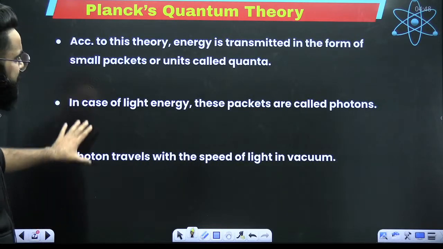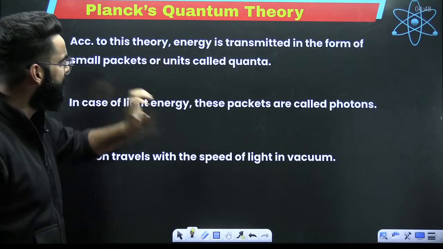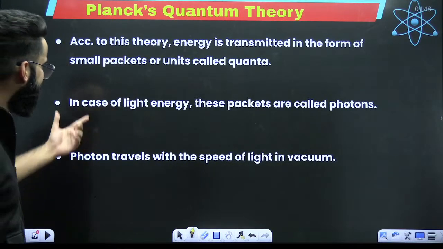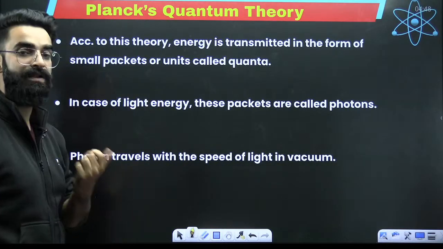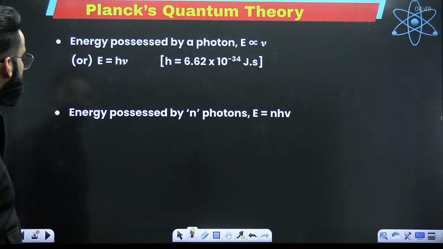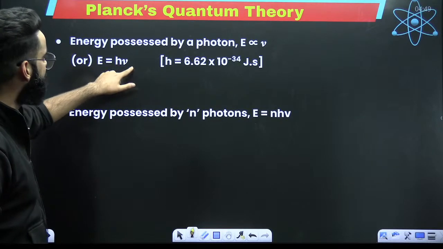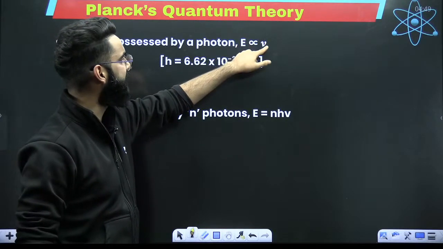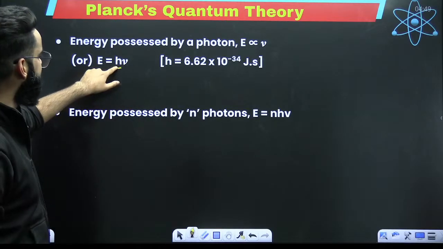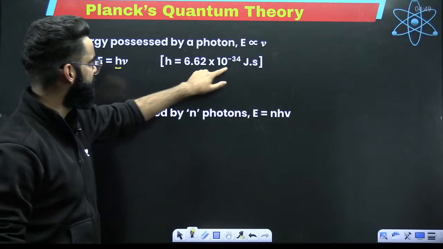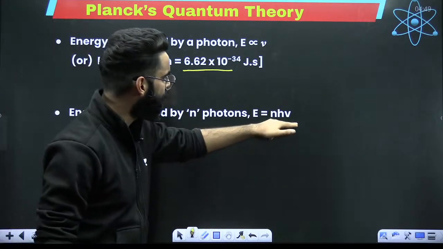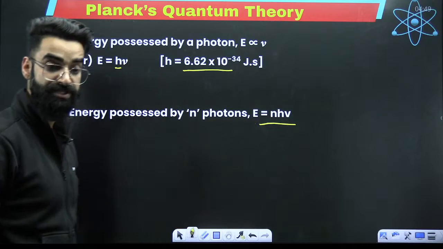Look at these particular statements. According to the theory, energy is transmitted in the form of small packets or units. You call those units quanta. In case of light energy, these packets are called photons. Photon travels with the speed of light in vacuum. Energy possessed by a photon is directly proportional to the frequency of the light. When you remove the proportionality sign, a constant h will come. H is something which you call Planck's constant, whose value is this much. Energy possessed by n photons is E is equal to n times h nu.